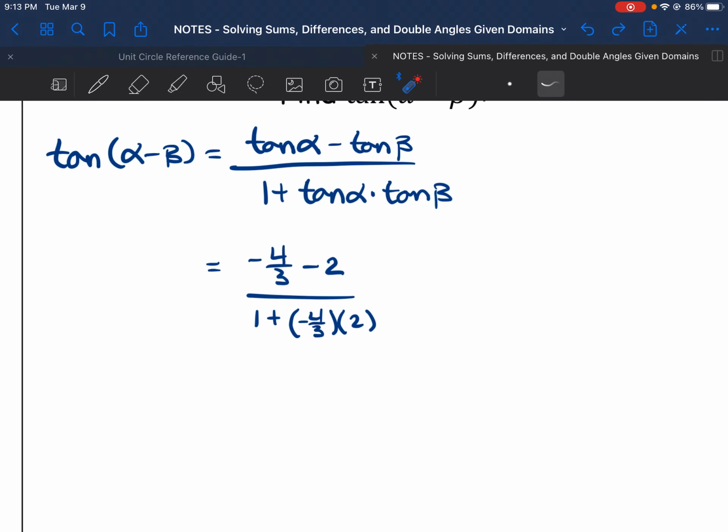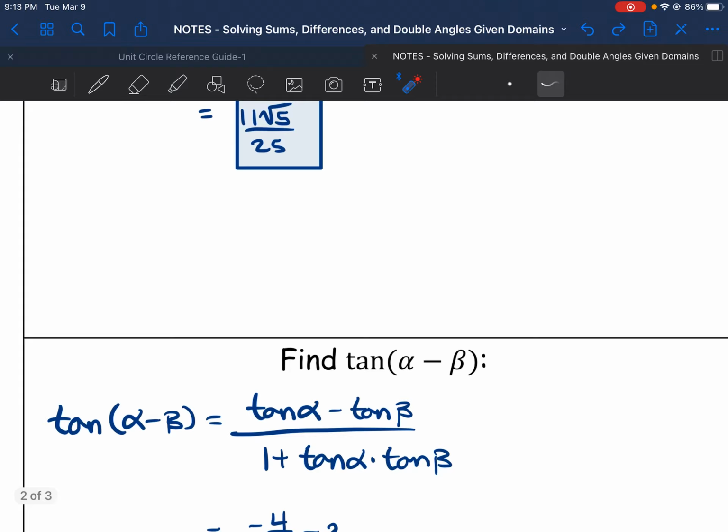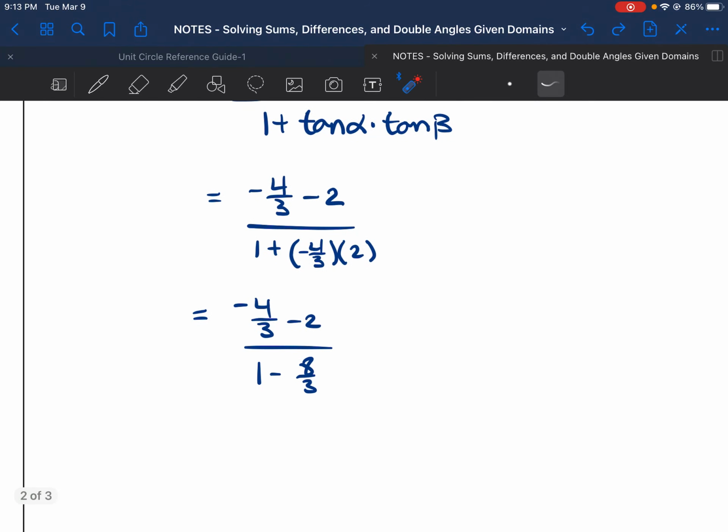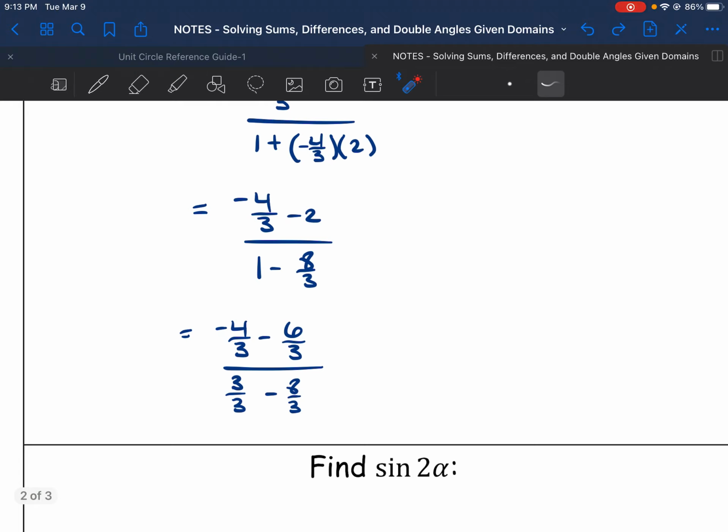And now we're going to start to simplify. So I went ahead and took the -4/3 times 2, multiplied that together. That's going to give us -8/3. So we have -4/3 minus 2 divided by 1 minus 8/3. Next, I'm going to go ahead and get some common denominators. So I'm changing the -2 into -6/3 so that we have a common denominator of 3.